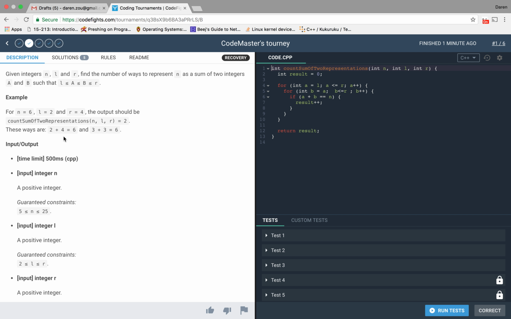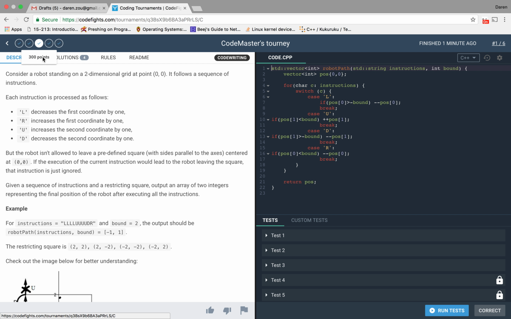Here, given integers n, l, and r, find the number of ways to represent n as some. So we solved this problem in the last set of problems, but here we're only asked to fill out this one portion, and it's b less than or equal to r right here. It's pretty straightforward as well.